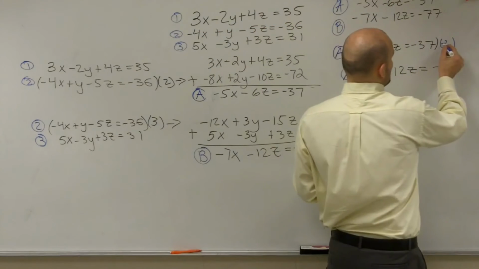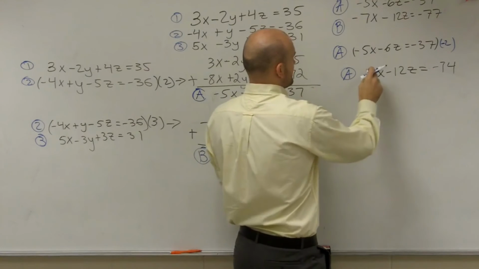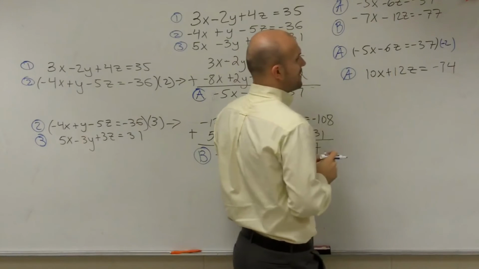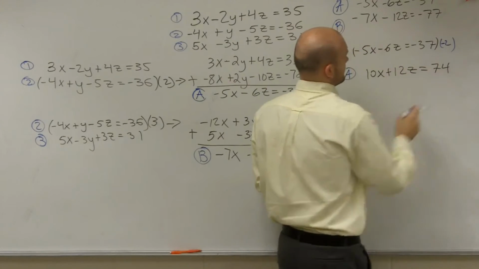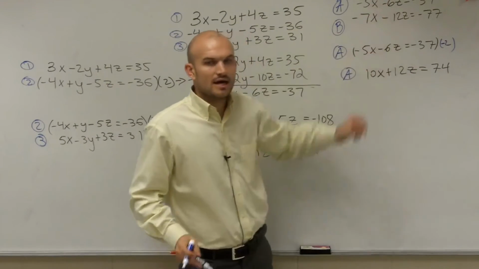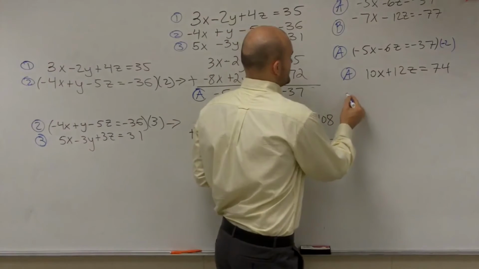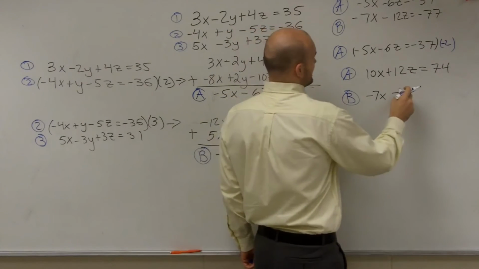So what I'm going to do is I'm actually going to multiply by negative 2. By multiplying by negative 2, I end up with a positive 10x, a positive 12z, and a positive 74. You will make fewer mistakes when multiplying, so you get a positive and a negative. So let's rewrite B now. B is just going to be exactly the same.